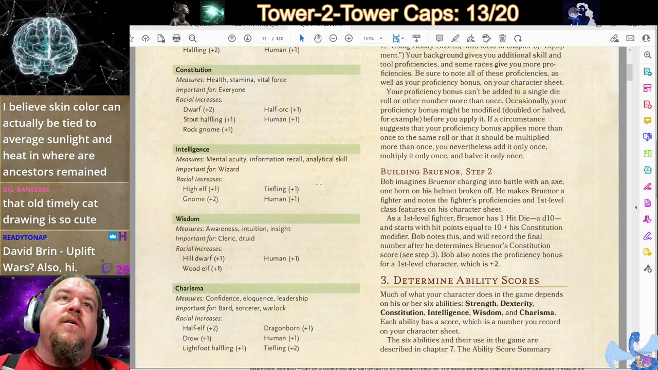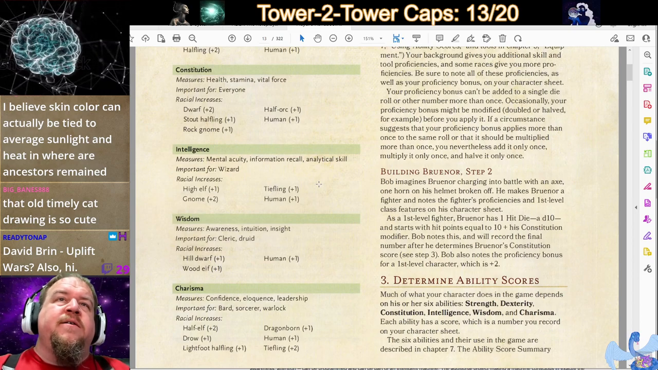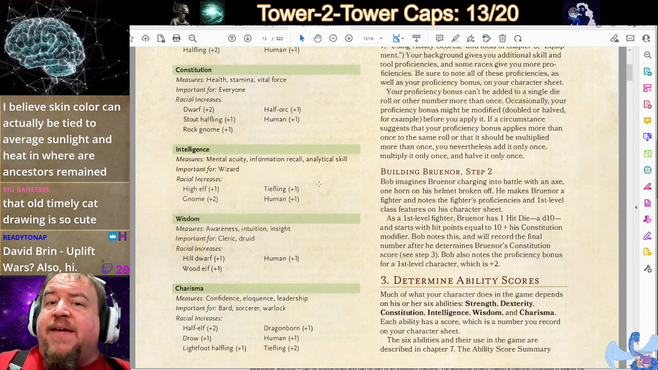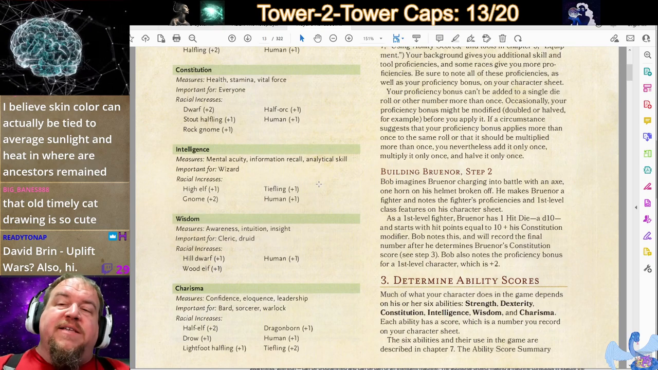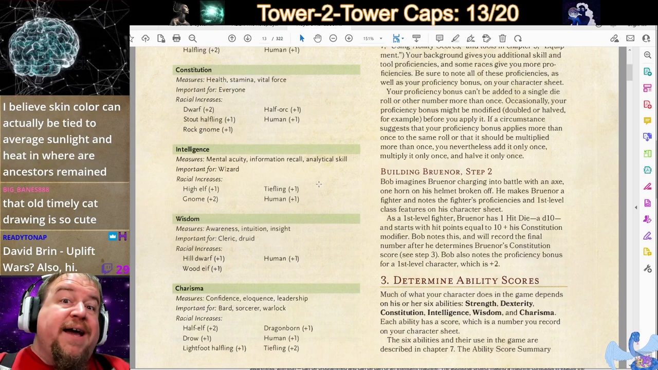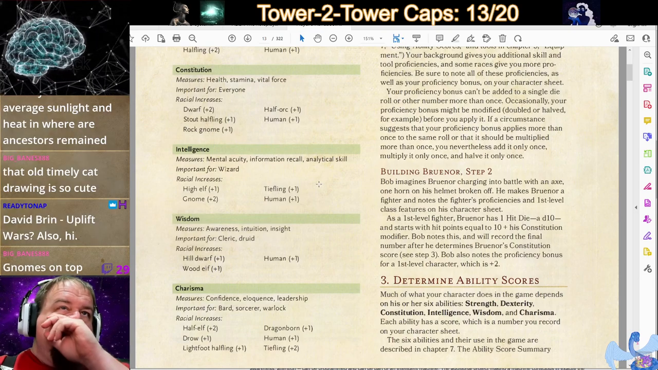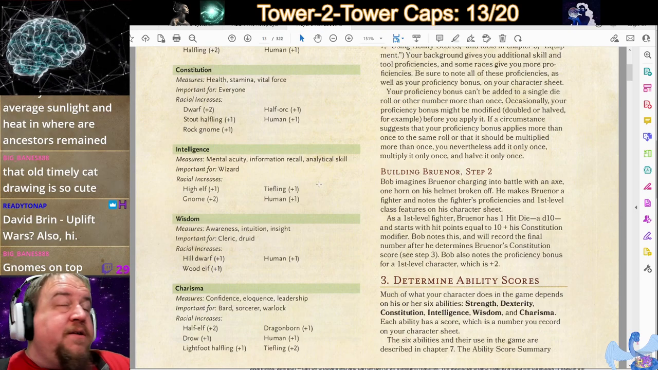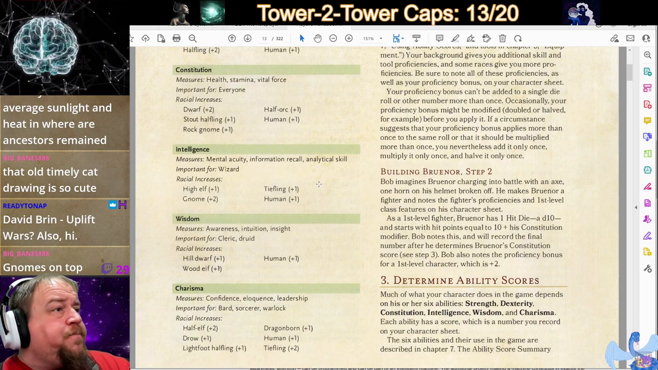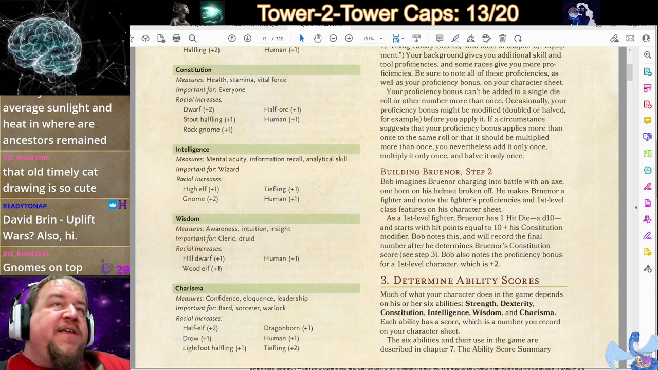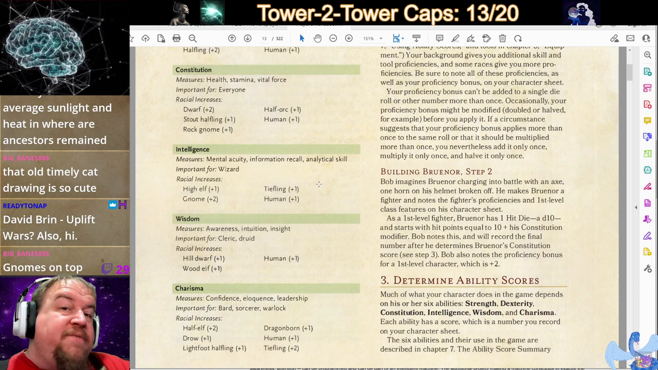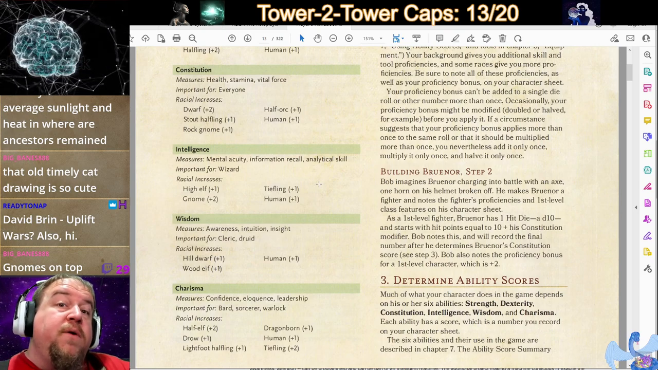Seems understandable. So what's the difference between intelligence and wisdom when it comes to the mechanics of this game? What is the difference between an intelligent creature in D&D and a wise creature in D&D? Measures awareness, intuition, insight. So this is probably why a lot of animals in D&D might have a high wisdom but very low intelligence.